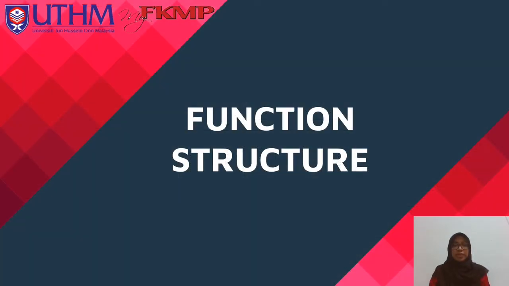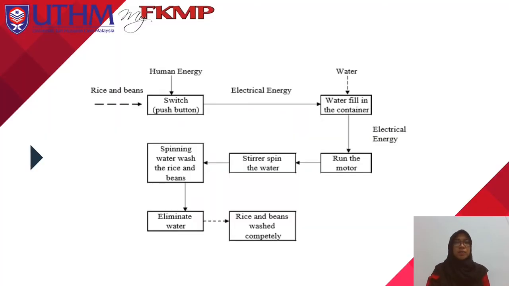Next, I will explain the function structure of our product. So how does our product work? Our product has two inputs, which are rice and beans, and also water. First of all, put the rice and beans in the container and mount the container on the grain washer base. Then press the switch button to operate the grain washer.